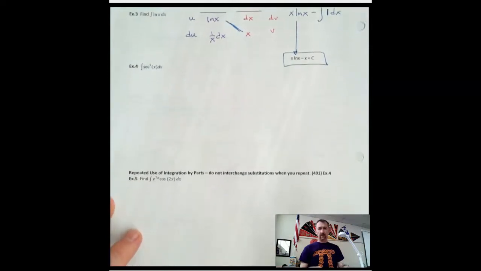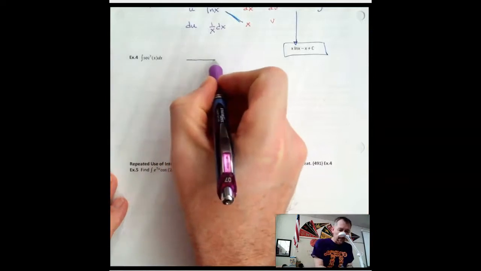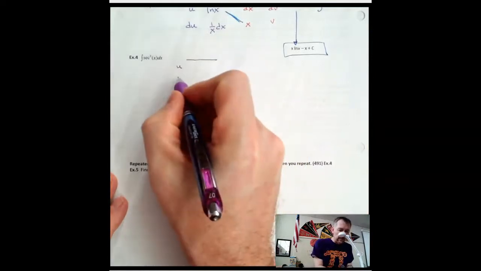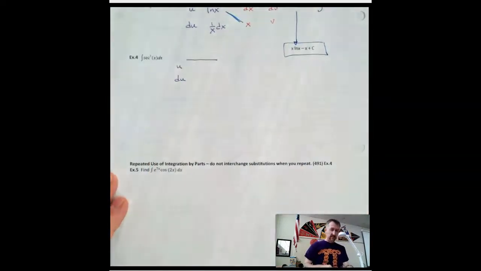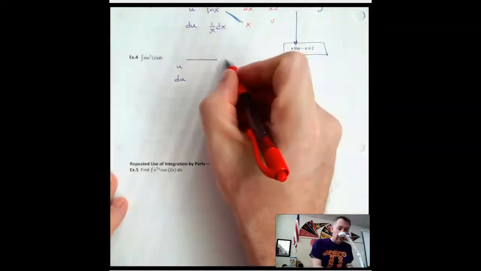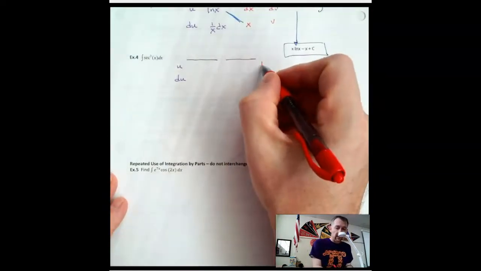All right. So now, let's see what happens in this next one. So, we've got a u and a du, and then dv and v. So, this one's a little bit trickier as far as what you're going to pick.